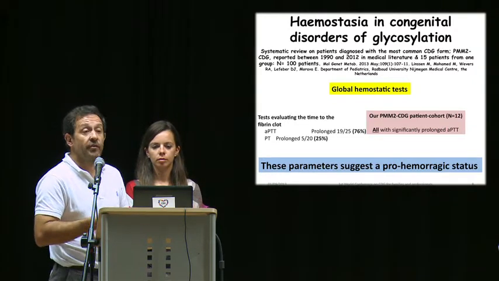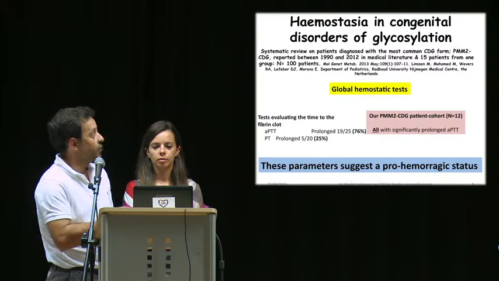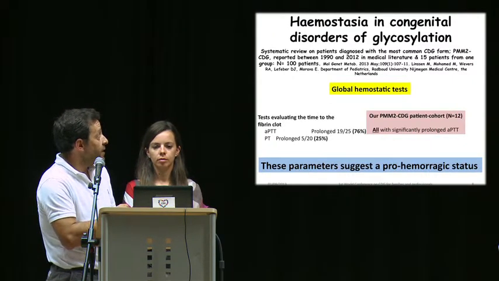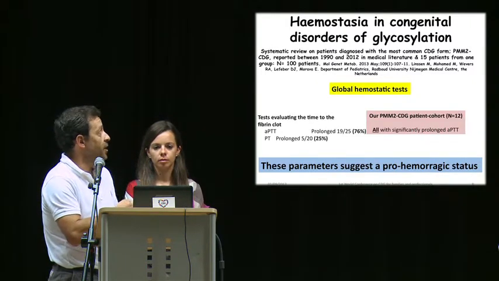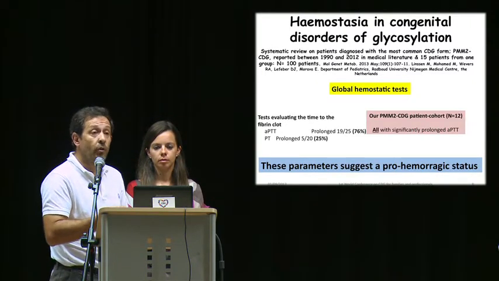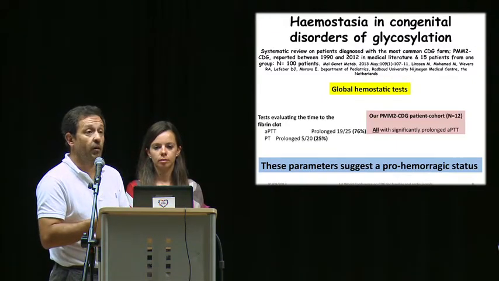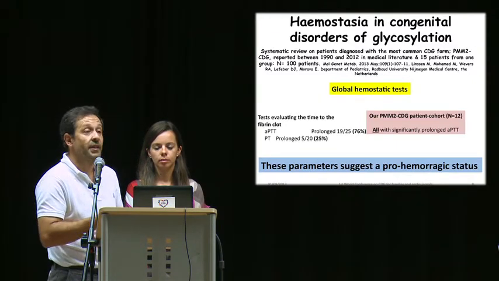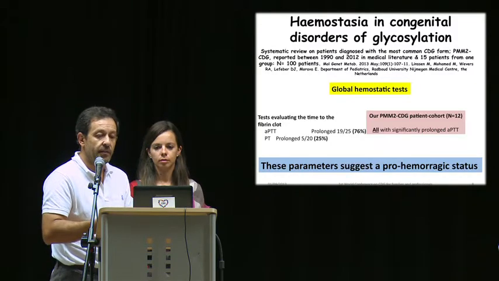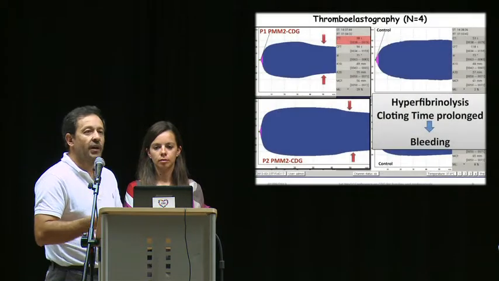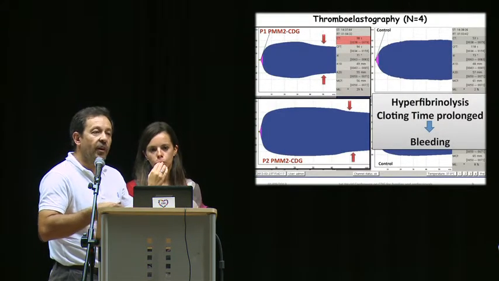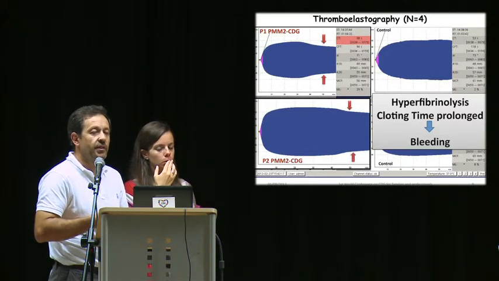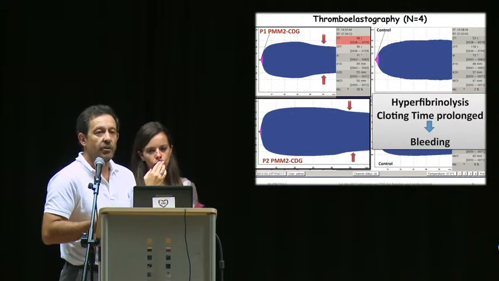But unfortunately, there are few data available in the literature. In this paper, they say that obviously different tests evaluating the time to form the clot, like the APTT or the PT, are prolonged, and we have confirmed this data in our patients. So these parameters suggest a pro-hemorrhagic tendency, a pro-hemorrhagic status in these patients. And Maria Eugenia has already evaluated new tests that evaluate global hemostasis that are more sensitive and can give us more information about this.